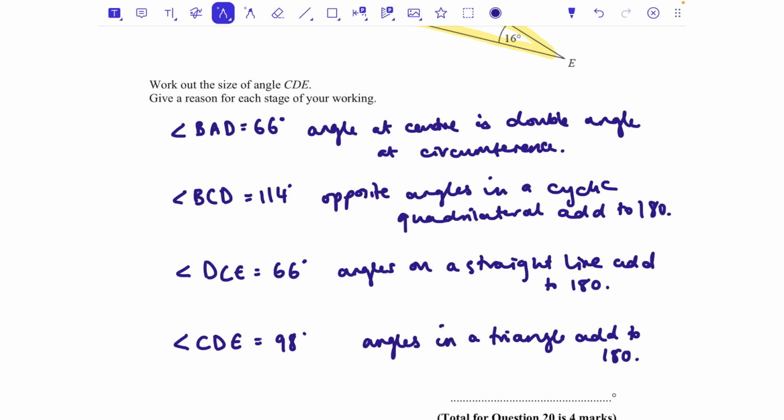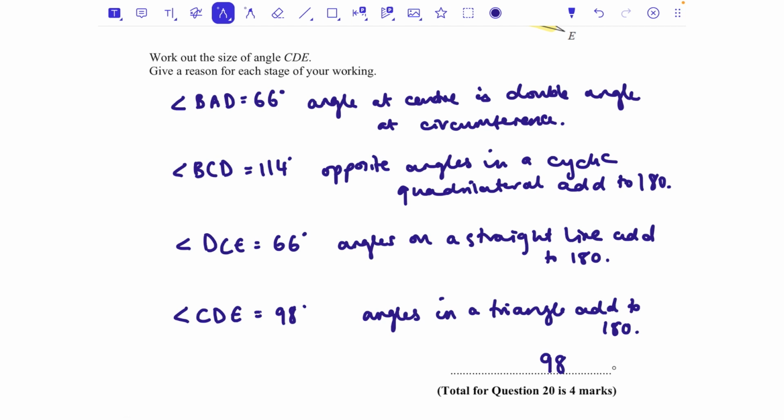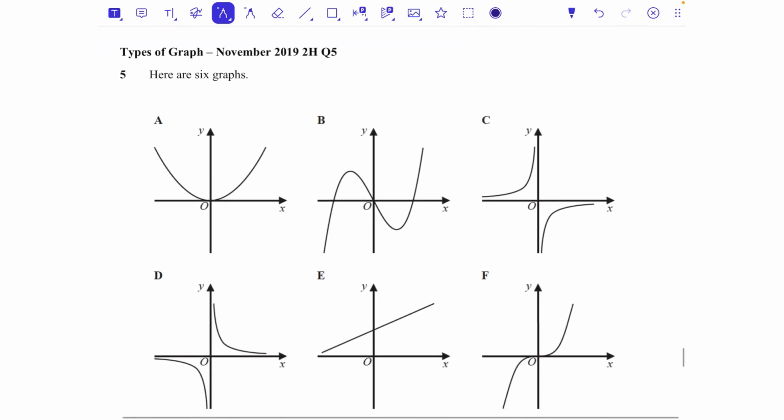There we go. So that would get us full marks now, and the answer on the answer line needs to be 98 degrees. 4 marks for that, probably 2 for the maths, probably 2 for the reasons. So make sure if it says give a reason for each stage of your working that you are writing those reasons down. Okay, next topic is types of graphs.